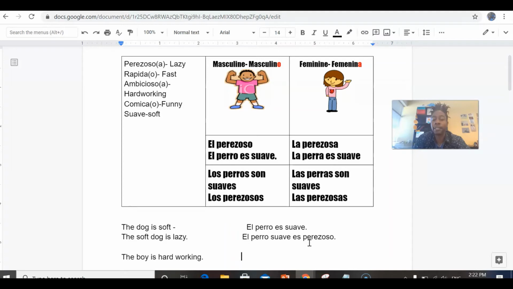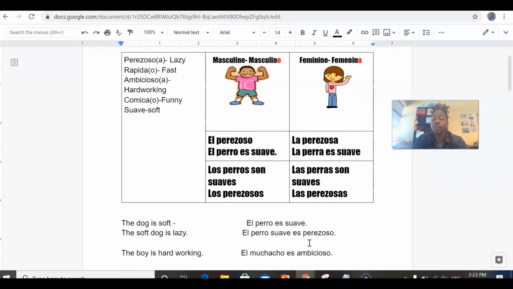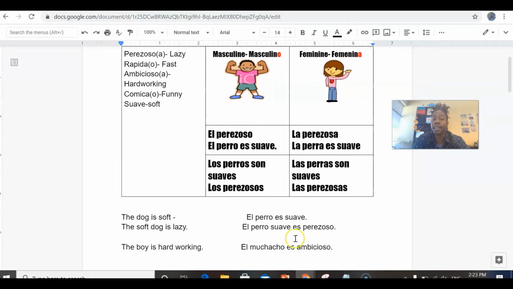What you will get for that is el muchacho es ambicioso. Now, if we want to continue talking about this hardworking boy and say that he is fast, then I would say, notice that the hardworking boy, hardworking has changed into a different place in our sentence. And now I can add in another adjective here, is fast.